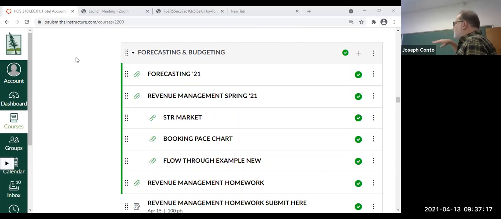These are some of the things that you will need to look at today during class. So I'm just showing them to you here. The revenue management spring 21 PowerPoint, same PowerPoint we've been going over before, but I'll be referring to three different pieces: the STAR market report, the booking pace chart, and the flow through example.